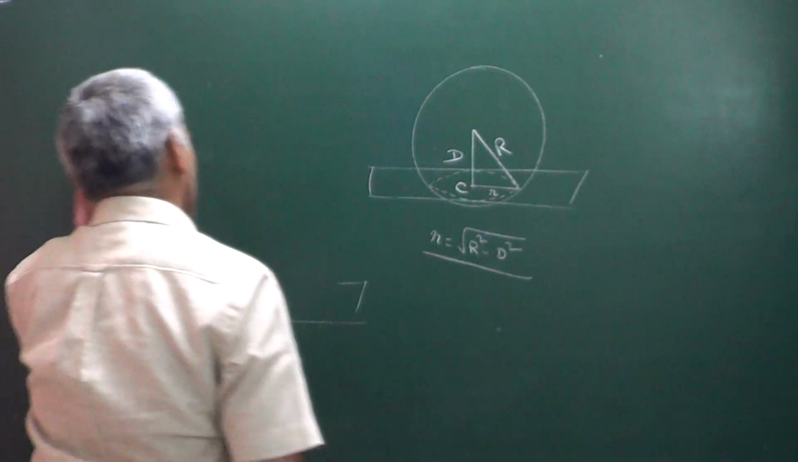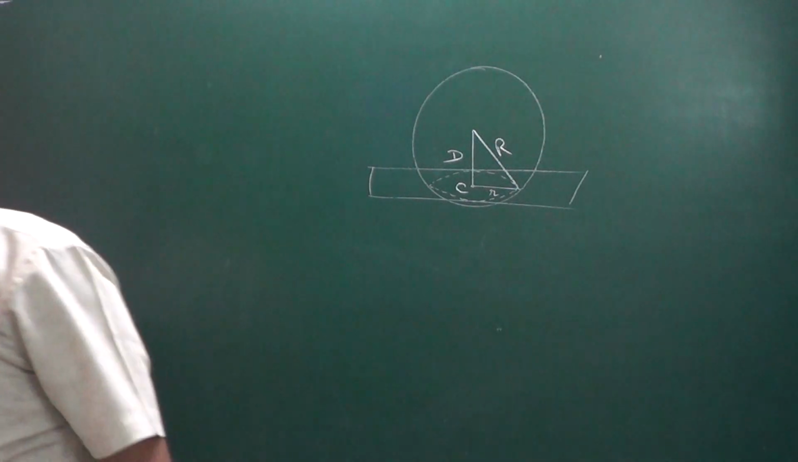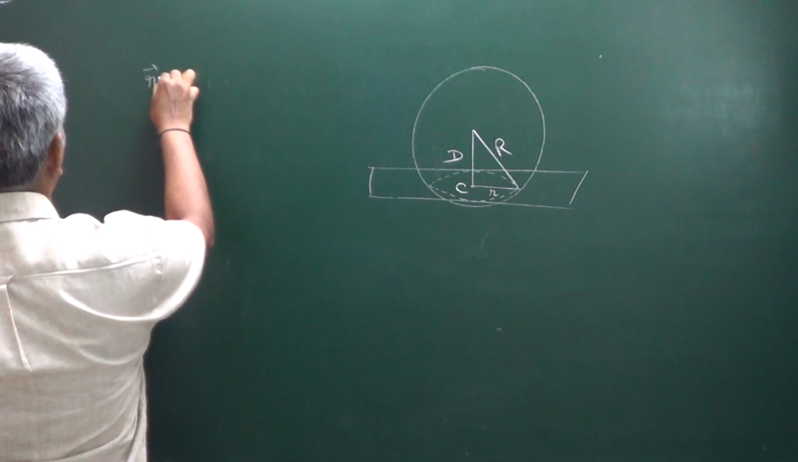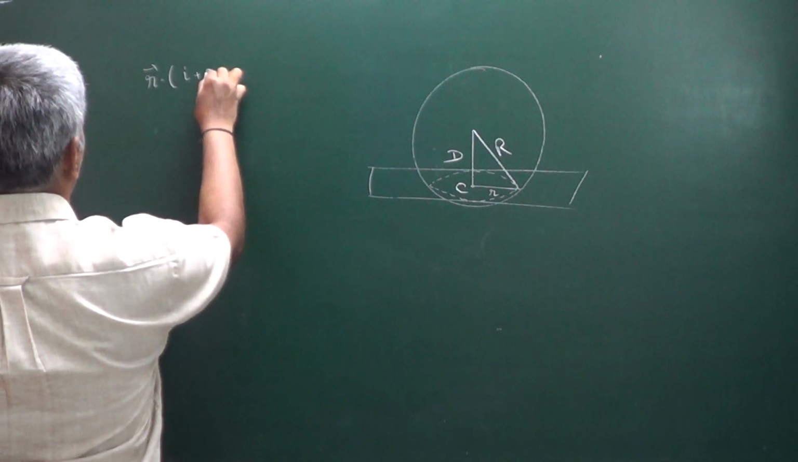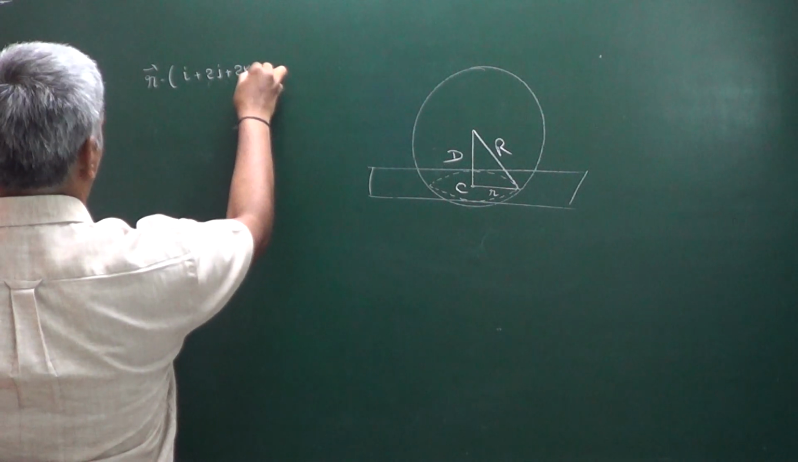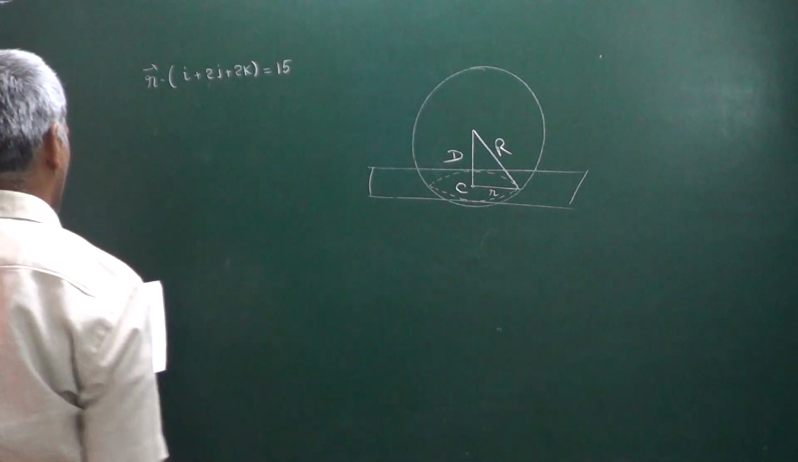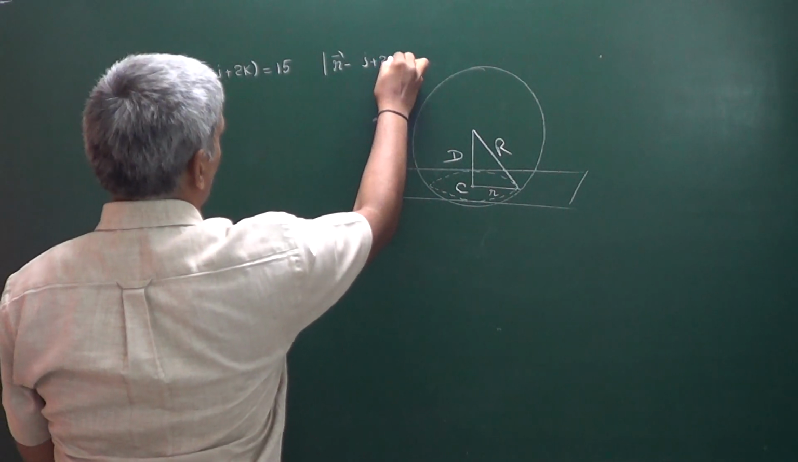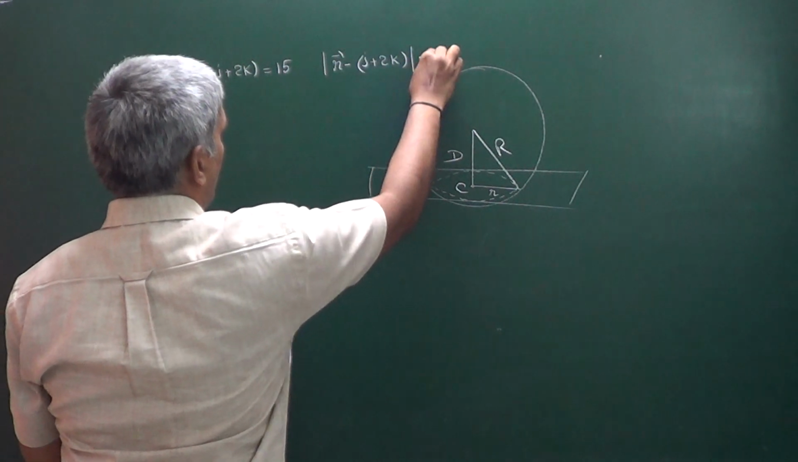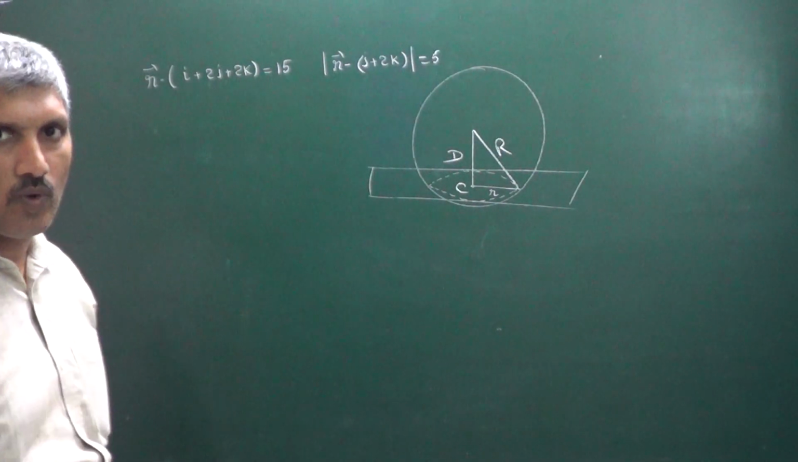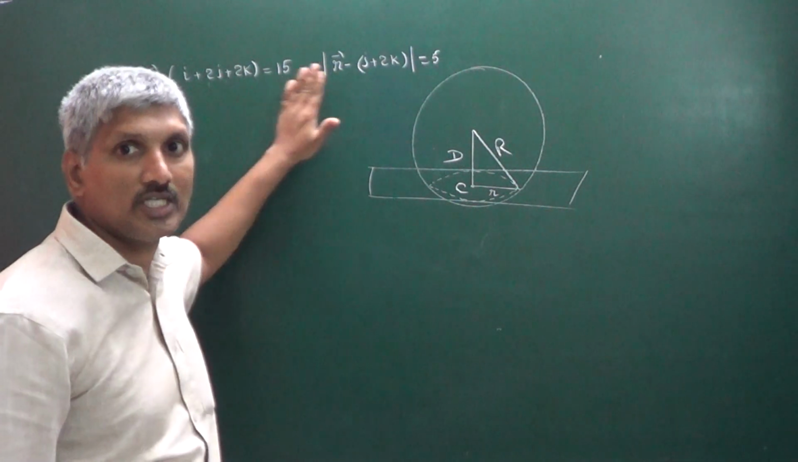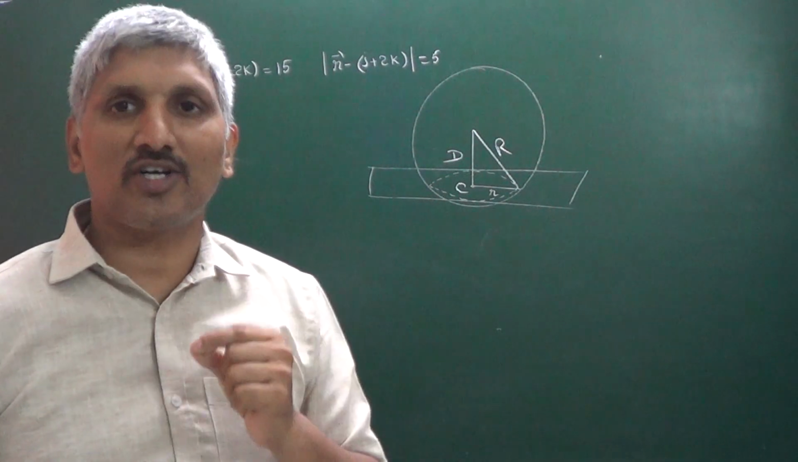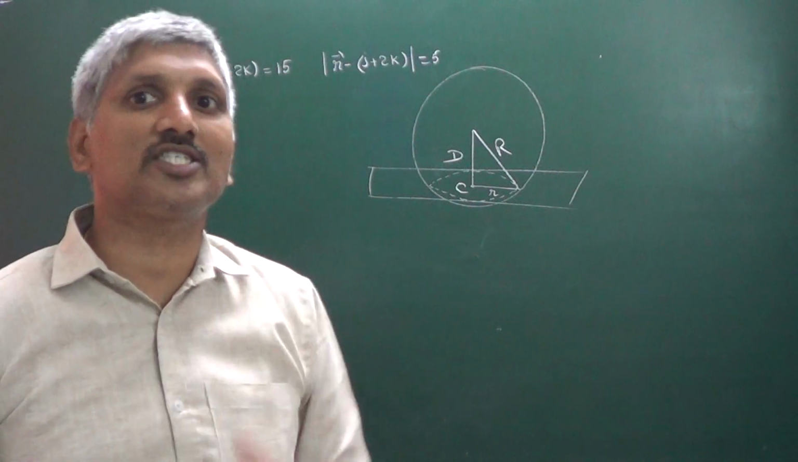Just observe here, the information is given in the question in such a way. They have given one plane equation. The plane equation is given as r bar dot (i plus 2j plus 2k) is equal to 15, and modulus of r bar minus (j plus 2k) is equal to 5 is the equation of the sphere. So what is the meaning? The plane cuts the sphere, you will get the cross section. He is asking what is the center of the circular cross section and what is the radius of that circle.